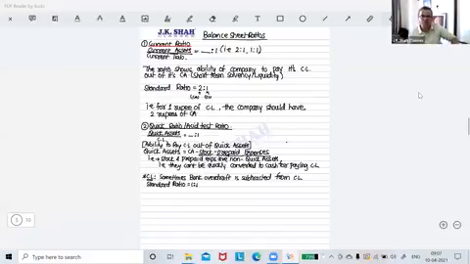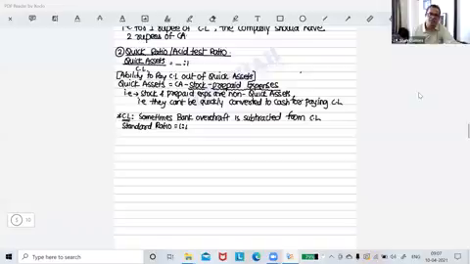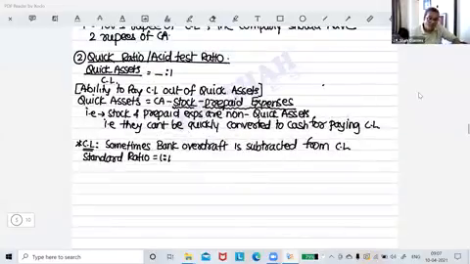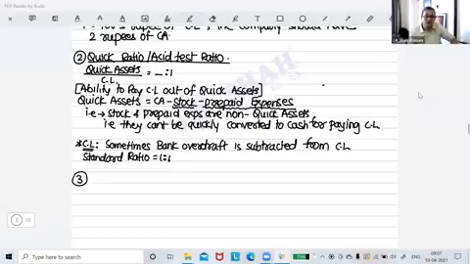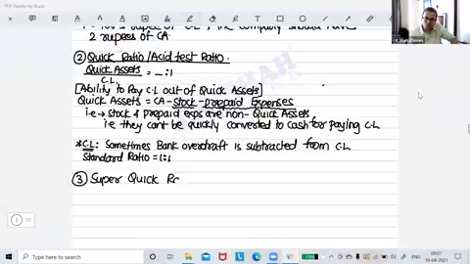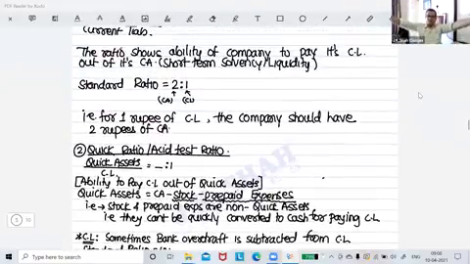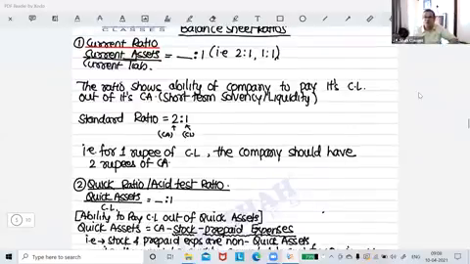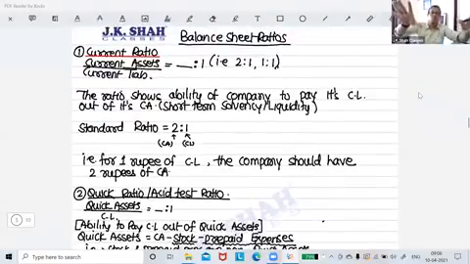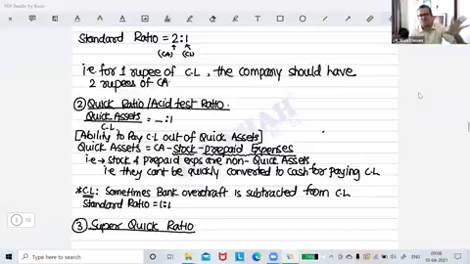Now we have one more ratio in continuation. That is called the super quick ratio. See guys, in the current ratio, you know what I did? I took overall current assets, general. In the quick ratio, I compared my current liabilities with quick assets. I said, okay, fine, remove stock and prepaid expenses.